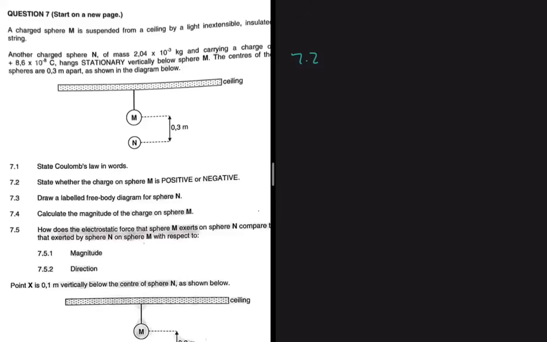So let's look at what's happening here. We have sphere N, it's in the air. But we know fully well that there must be some gravitational force acting on sphere N. But why is sphere N not going down? That is because sphere N is being pulled up by sphere M.